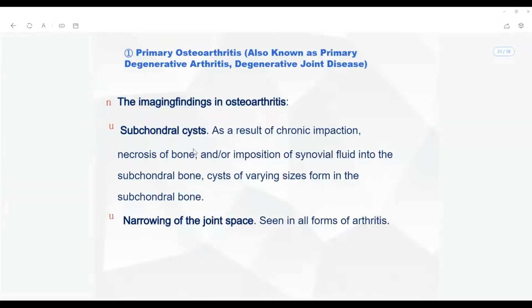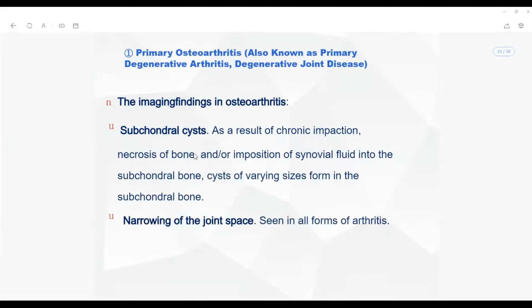Subchondral cysts are a result of chronic impaction, or necrosis of the bone, or the diffusion of the synovial fluid into the subchondral bone. So diffusion of the synovial fluid into the subchondral bone, or the necrosis, whichever has destroyed it there, will cause cysts of varying size along the subchondral surfaces. So that is going to form the subchondral cysts. This one is also a characteristic feature of osteoarthritis.